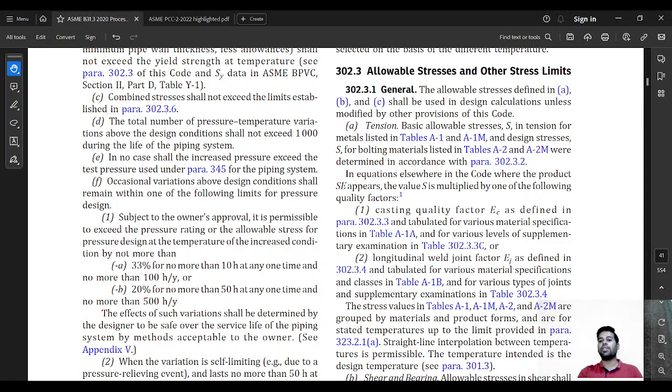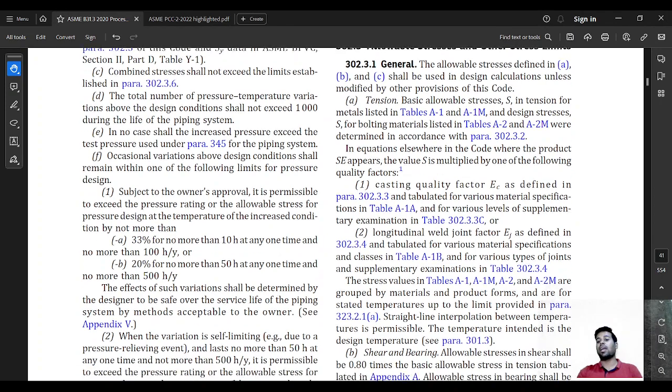Tension: the basic allowable stress S in tension for the material listed in Table A-1 and A-1M. A-1 and A-1M are basically Appendix 1 and Appendix 1M. Design stresses S for bolting material are listed in Table A-2 and A-2M, where determined in accordance with paragraph 302.3.2. In equations elsewhere in the code where the product SE appears, the value S is multiplied by the quality factors.